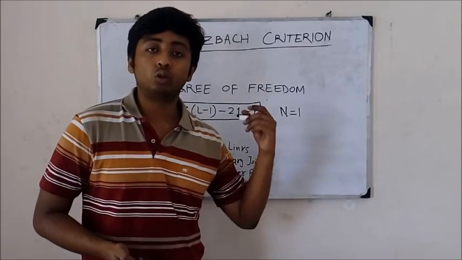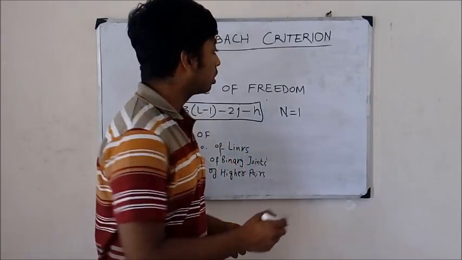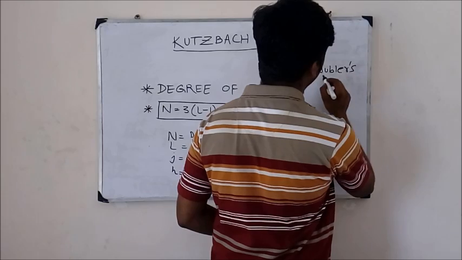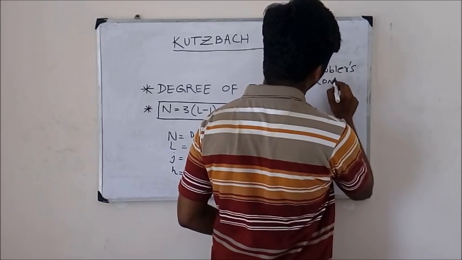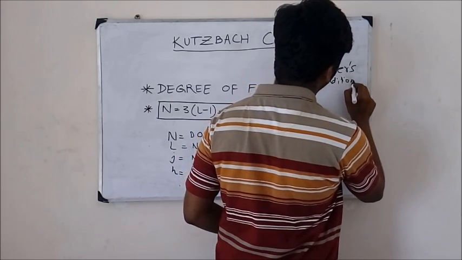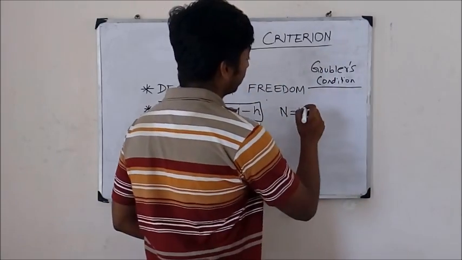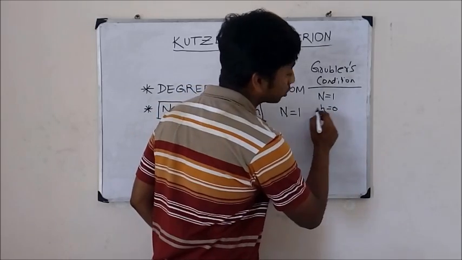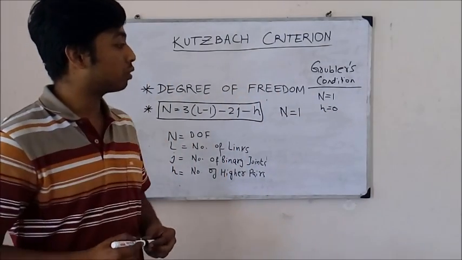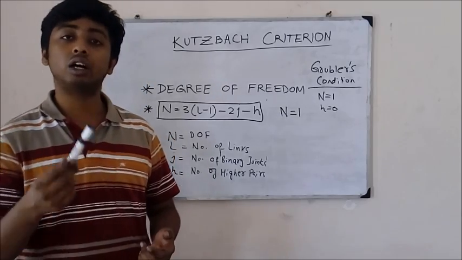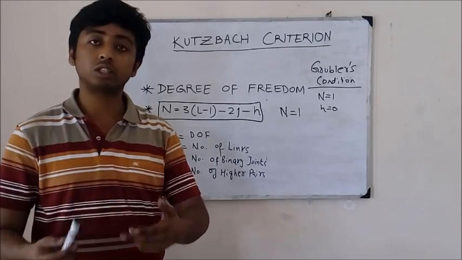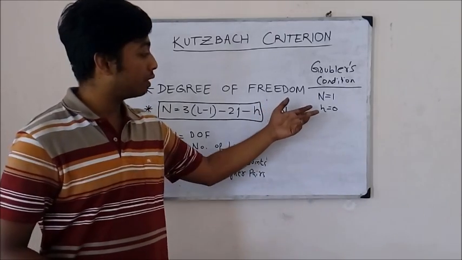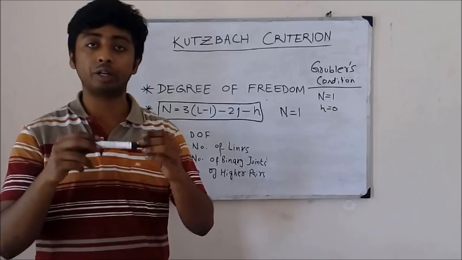Now let's move on to an extension of the Kutzbach criterion, and that is known as Grubler's condition. So what is basically Grubler's condition? Actually, we put some limiting conditions on the Kutzbach criterion, and that is known as Grubler's condition. The limiting conditions are that n is equal to 1 and h is equal to 0. So basically we need a system where there is only 1 degree of freedom, hence we need only a single unique parameter in order to constrain the motion of the kinematic system in order to turn it into a useful machine. And we need h is equal to 0, so we definitely need a system where there are no higher pairs.